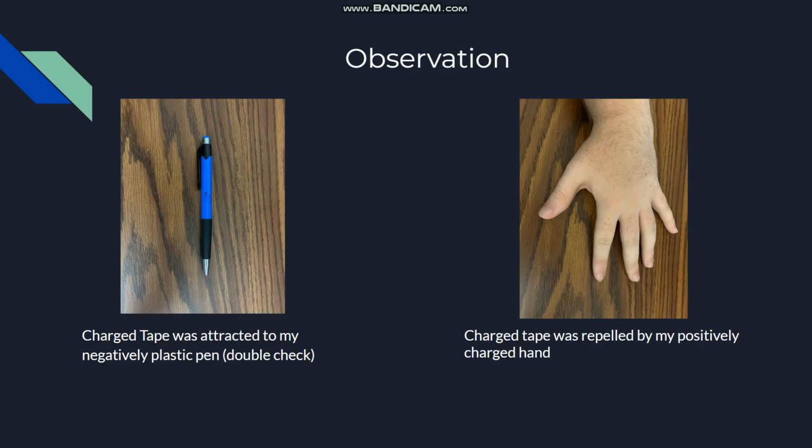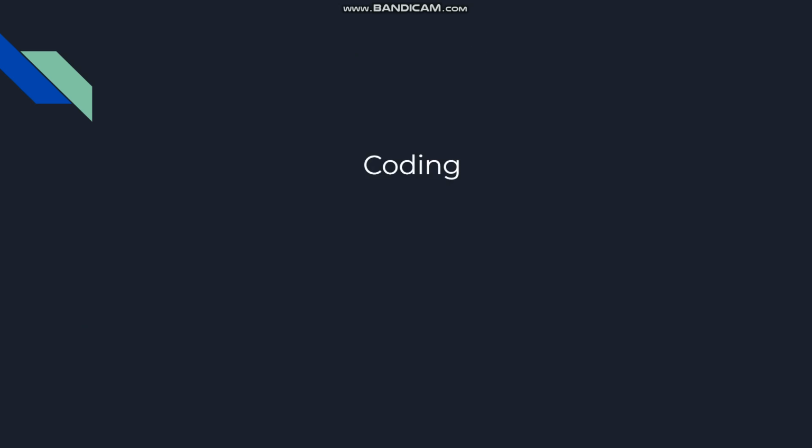Observation of the experiment: whenever the tape was put near a negatively charged item like a plastic pen, it went towards the pen. And then whenever it was by a positively charged object, such as my hand or even the other piece of tape, it repelled. Just kind of showing that it did indeed lose electrons in the process.